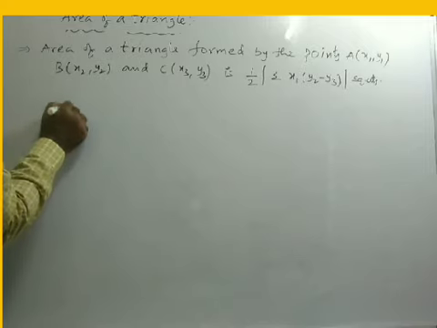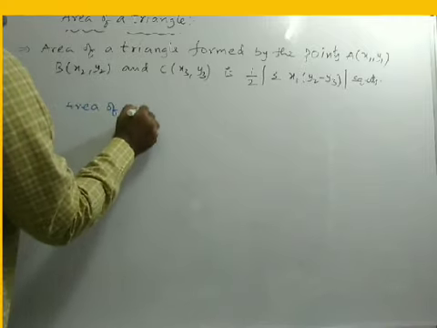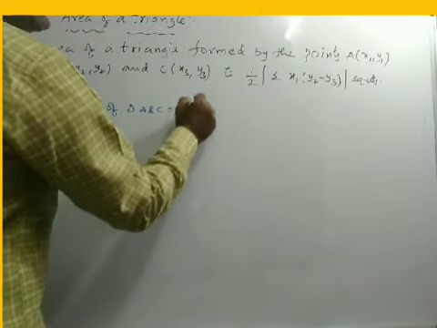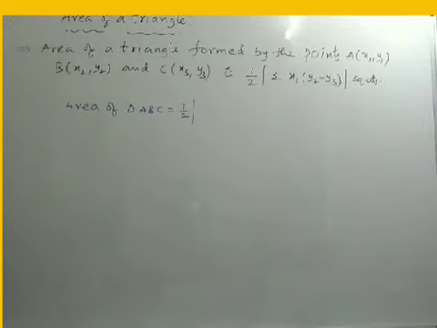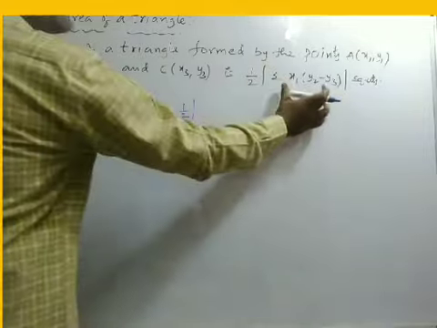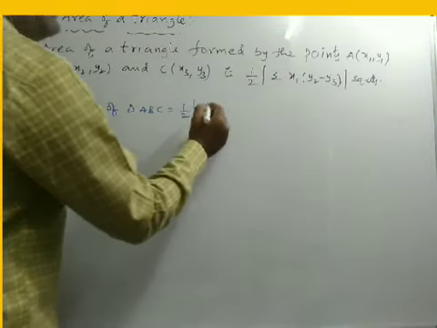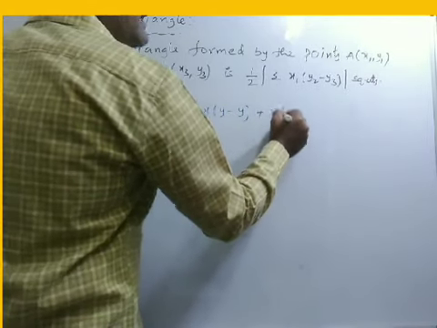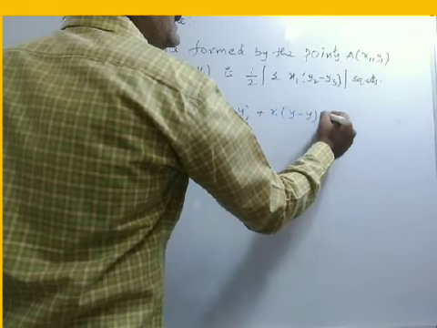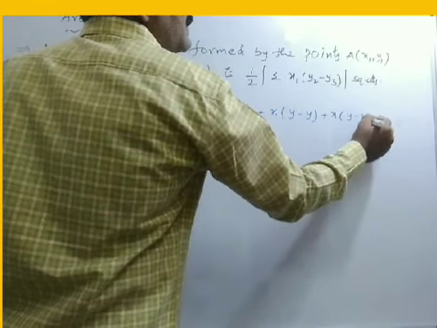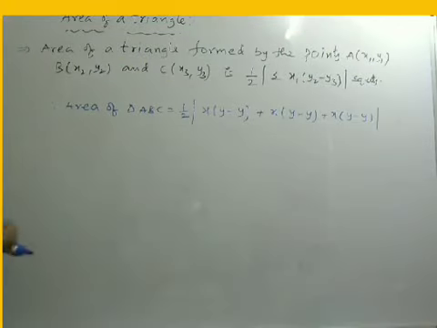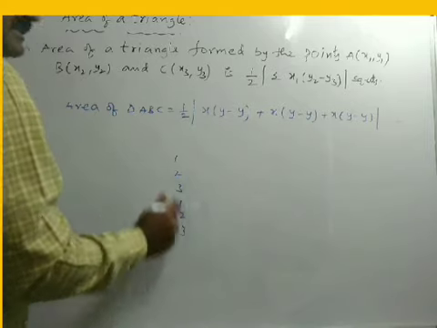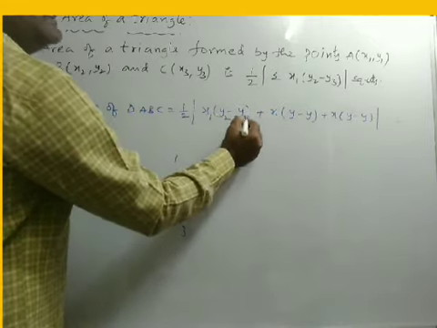Therefore, area of triangle ABC is equal to, sigma is nothing but summation. We already discussed in polynomials. Let us see the expansion of this sigma notation. Just very simple, please remember x into y minus y plus x into y minus y plus x into y minus y. Just simply remember this technique. And we have 1 2 3, no? 1 2 3, 1 2 3, just write it. So first one is 1 2 3.